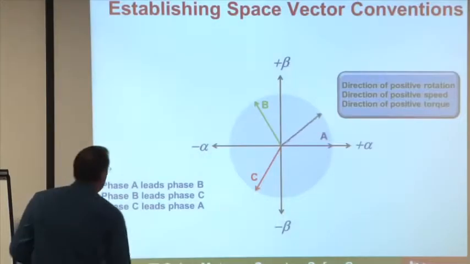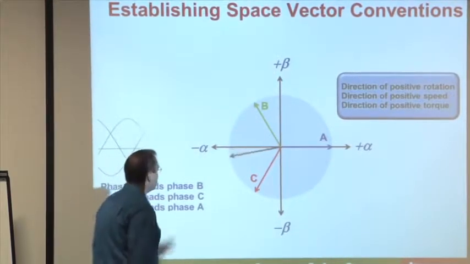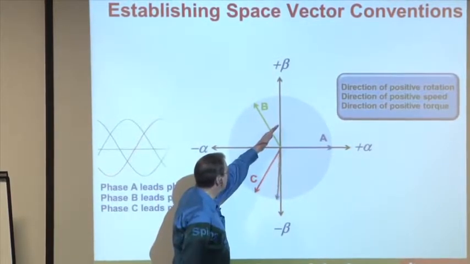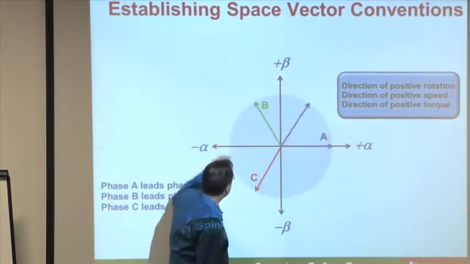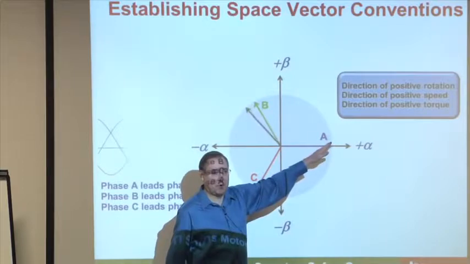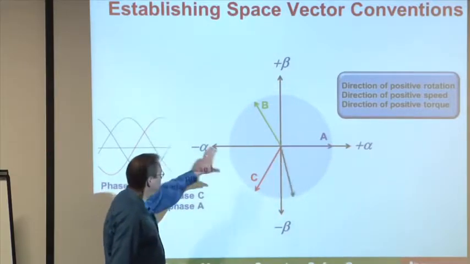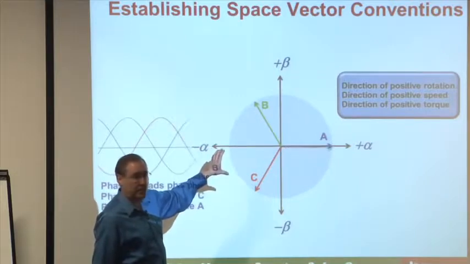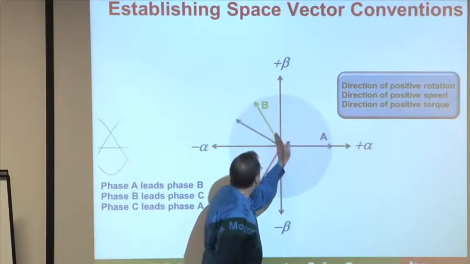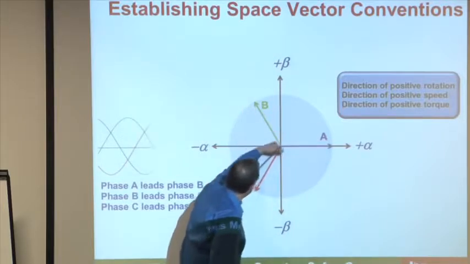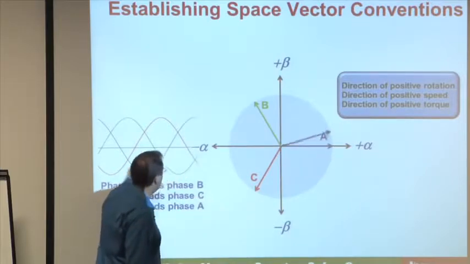Okay. So let's establish some conventions. First of all, when we look at the motor itself, let's just pretend that this is the cross-section of a motor frame. We're going to be referring to that as a space vector diagram, where this is the magnetic axis for phase A, this is the magnetic axis for phase B, and of course this would be the magnetic axis for phase C. And we have the current waveforms.